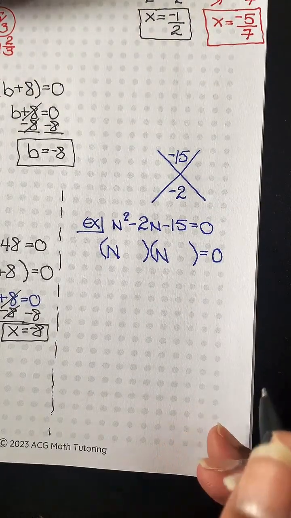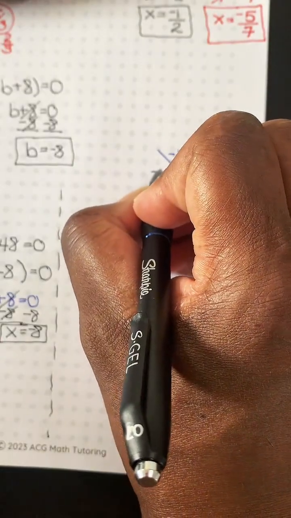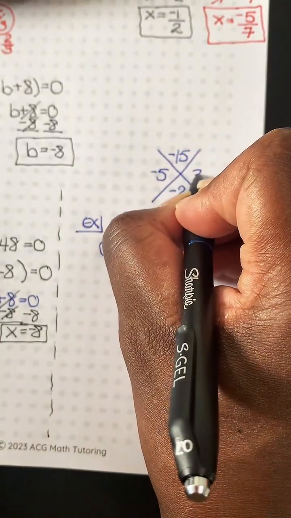So a couple people mentioned negative 5, positive 3.